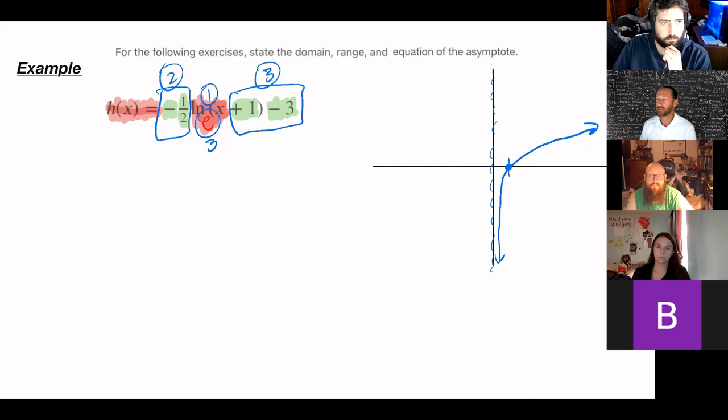We got the original graph. We know what it looks like. Now we're going to apply the negative and the 1/2, which, what is that going to affect? Is it being done inside with the x? No. Very good, which means what is it going to affect? The y's.